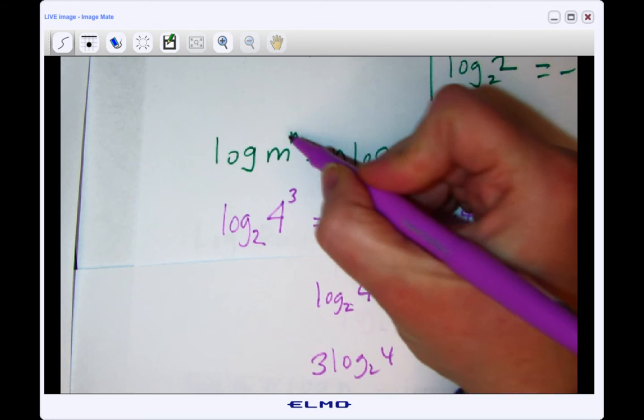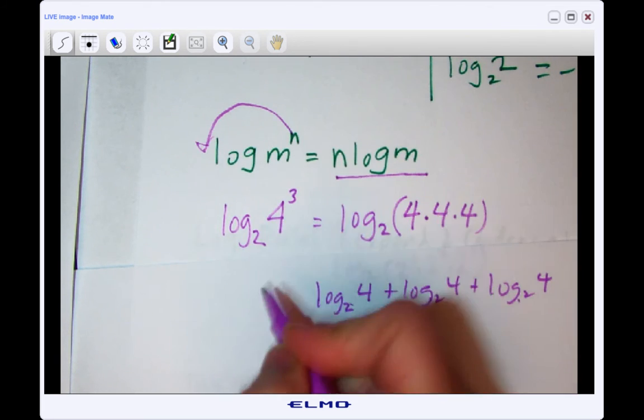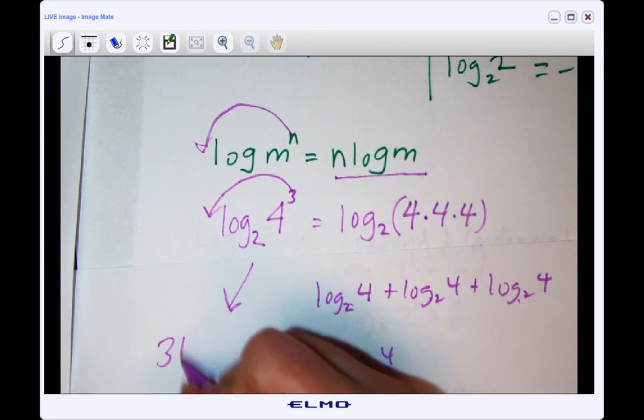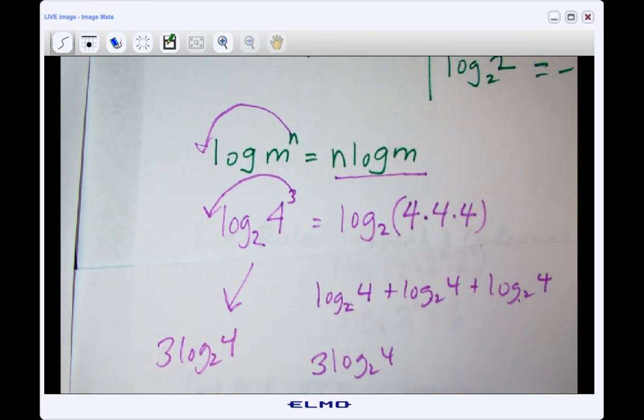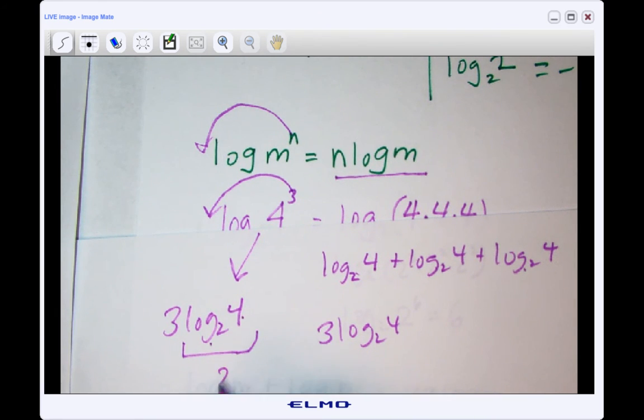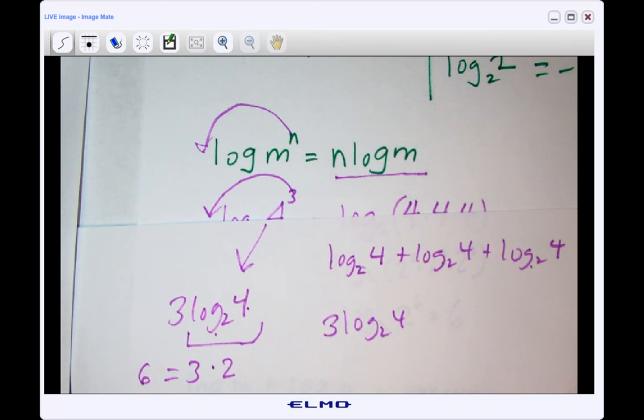which is actually what we just set up here. It's like taking this and putting it down here. So take a look at this one. If I move this guy down here, it would be 3 log base 2 of 4. And again, what's log base 2 of 4? Well, what do I have to raise 2 to get 4? That would be a 2. 2 times 3 would give me my 6 that we just said it was.